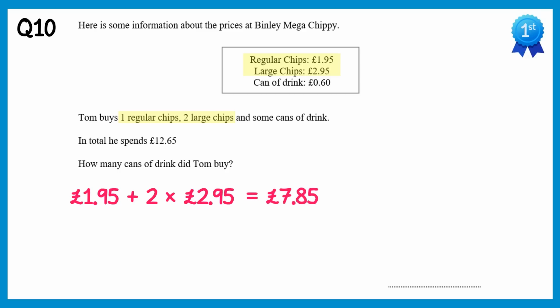Now we're told he spends £12.65 in total, and we also know he buys some cans of drink. So if we do £12.65, take away the amount he spent on chips, we get £4.80. This means he must have spent £4.80 on cans of drink.